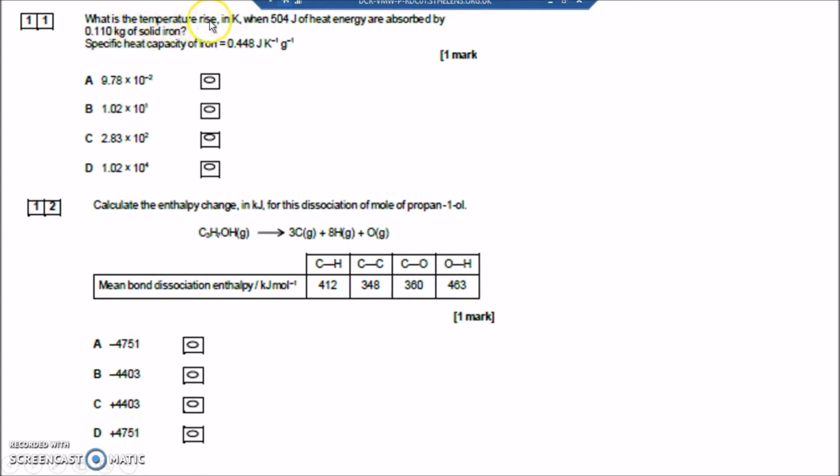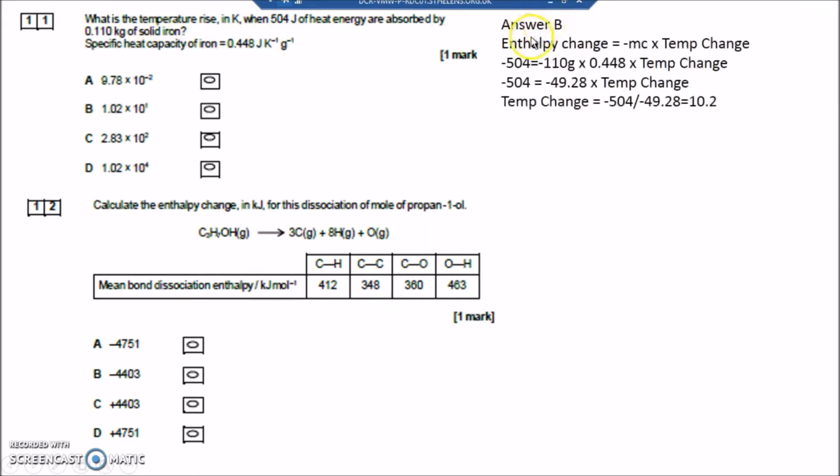Question 11. What is the temperature rise in Kelvin when 504 joules of heat energy are absorbed by 0.110 kilograms of solid iron? Specific heat capacity of iron is 0.448 joules per Kelvin per gram. If I've been given a specific heat capacity, the only equation I know with that is enthalpy change, or Q, equals MC multiplied by temperature change.